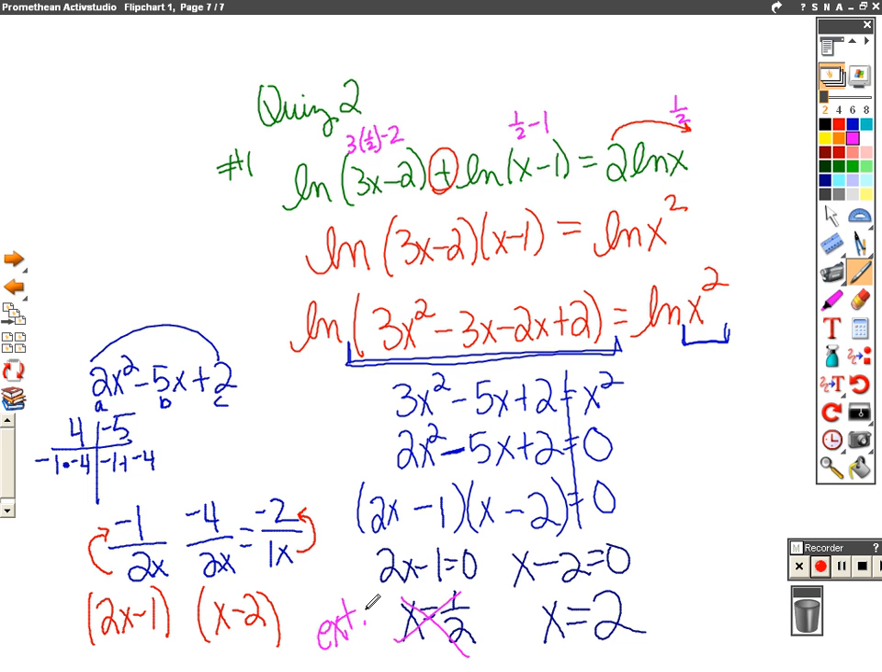Now if I go back and I put in, let's pick another color, if I put in 2, does that give me a positive value? It does, so that's okay. If I put in 2 here, does that give me a positive value? It does, that's okay. This one is your only real solution. On your test and stuff, make sure that you don't just mark this out, that you label it extraneous as well.